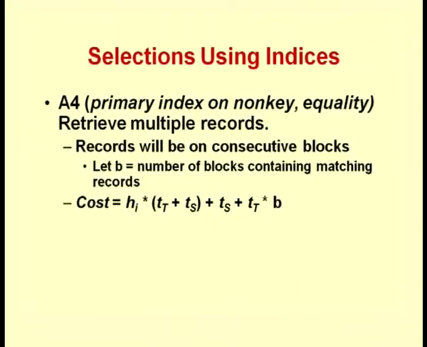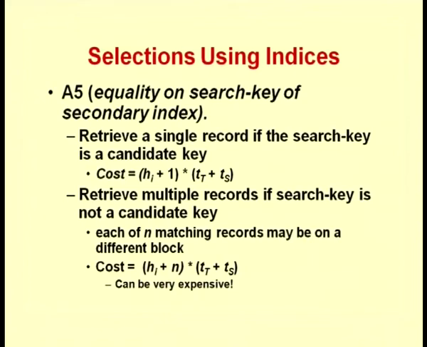So, basically we have looked at linear search, next binary search, okay. Then we have looked at primary index on candidate key and primary index on non-key. Next we look at equality on search key of secondary index. Retrieve a single record if the search key is a candidate key, and the cost is equal to (HI plus 1) into TT plus TS. Retrieve multiple records if the search key is not a candidate key. Each of the n matching records may be on a different block, so the cost will be multiplied and can become very expensive.